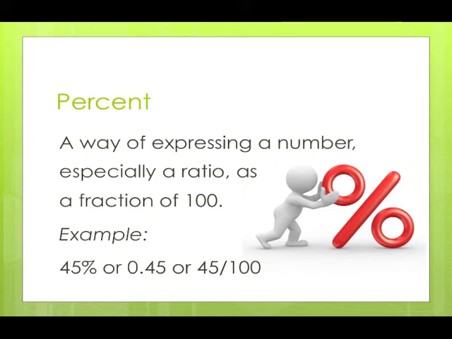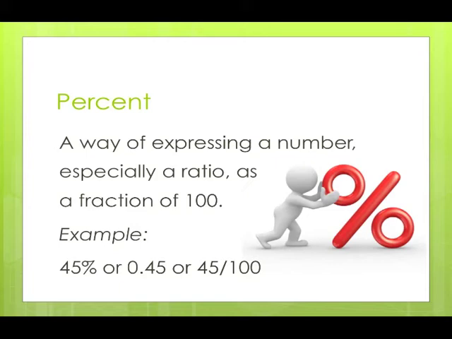A percent is a way of expressing a number. You might think of it as a ratio, and especially as a fraction of 100. For example, you see the number 45 with a little percent sign behind it, and you know that means 45%, or 45 per 100, 45 parts out of 100. You can also see it written as 0.45, or even 45 over the number 100.